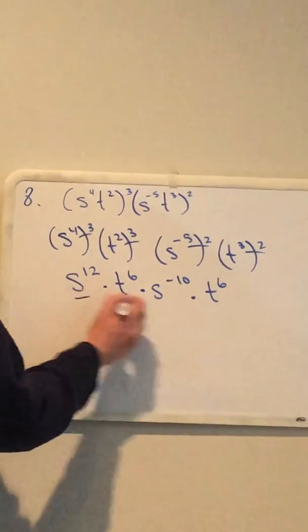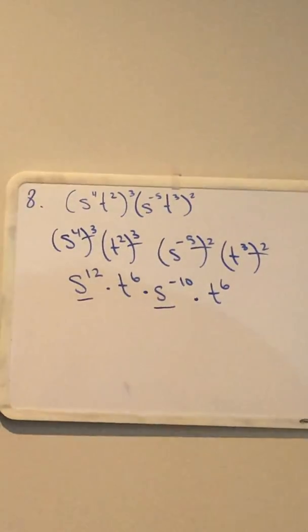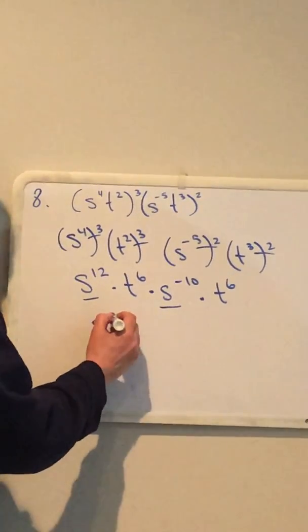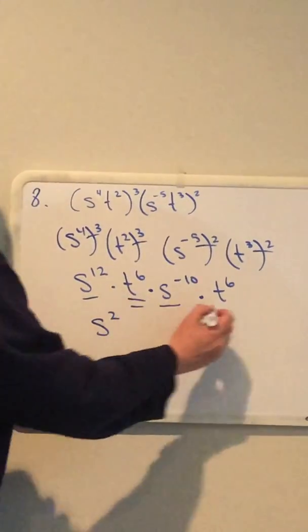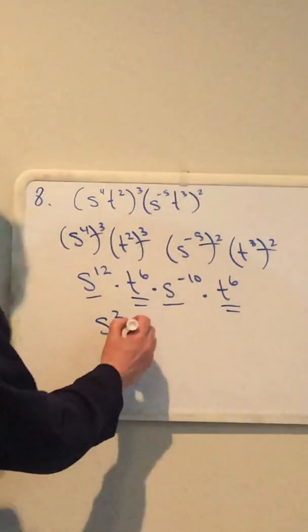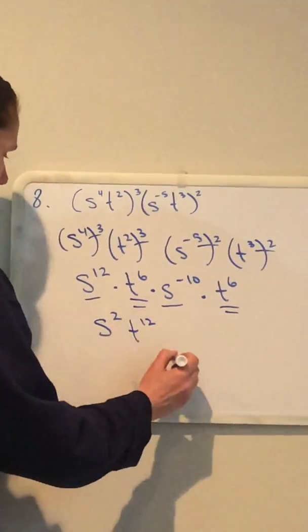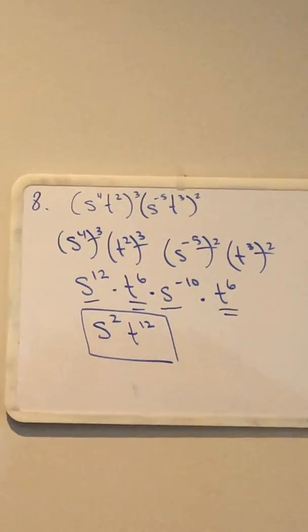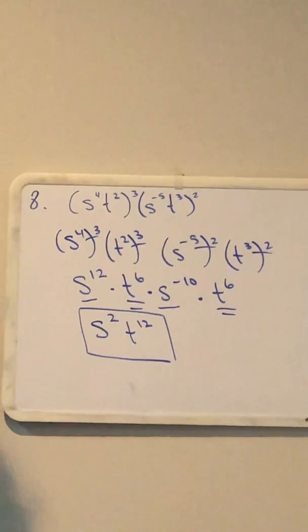So when you multiply the s's, you add their exponents. 12 plus negative 10 is 2. So you have s to the 2nd. For the t's, 6 plus 6 is 12. So you have t to the 12th. And that's number 8. 8 looked harder than it actually was.